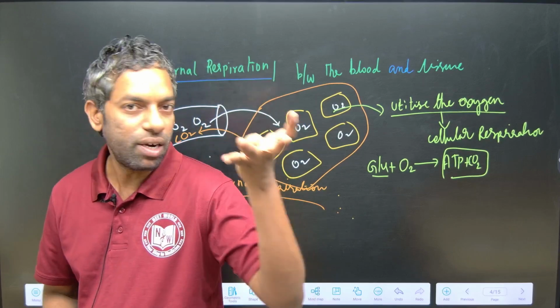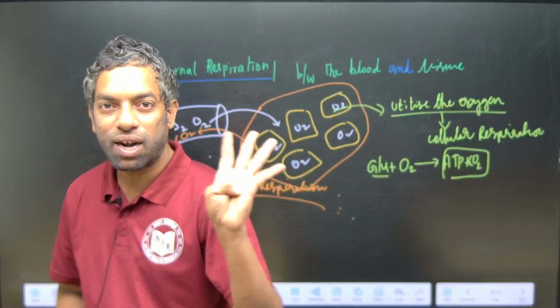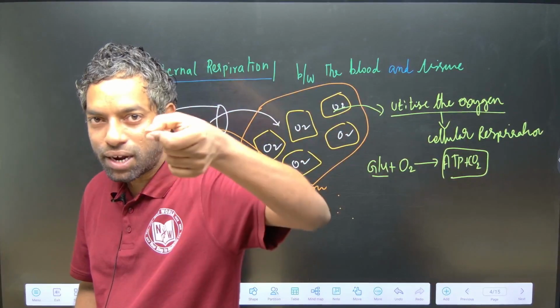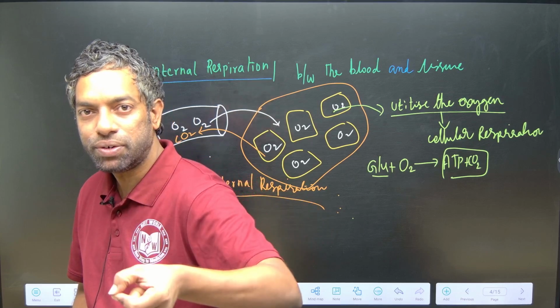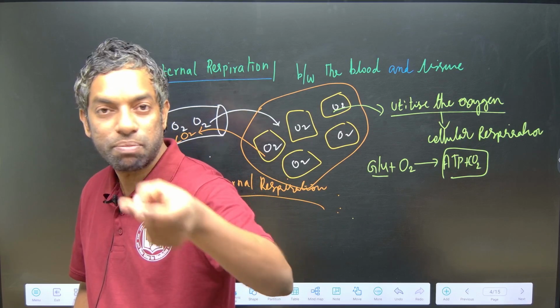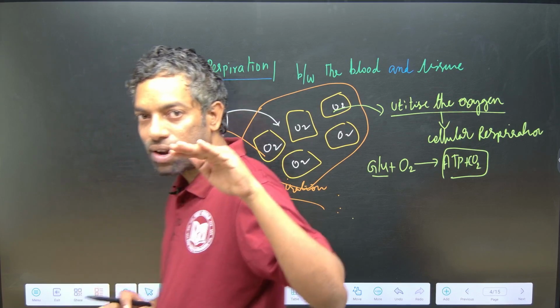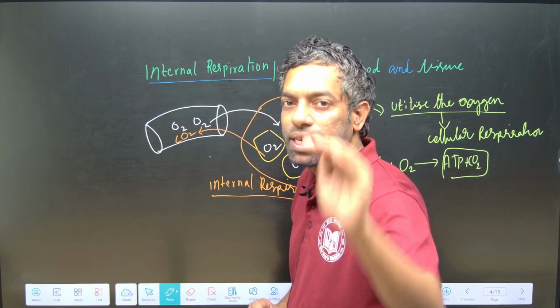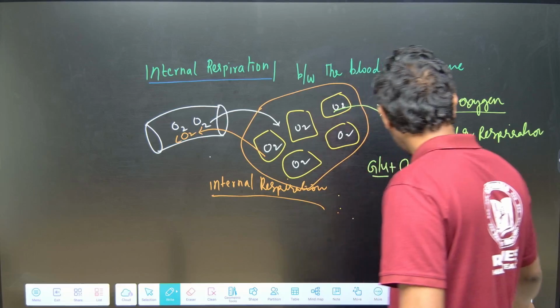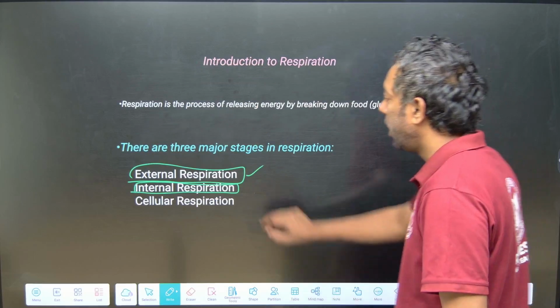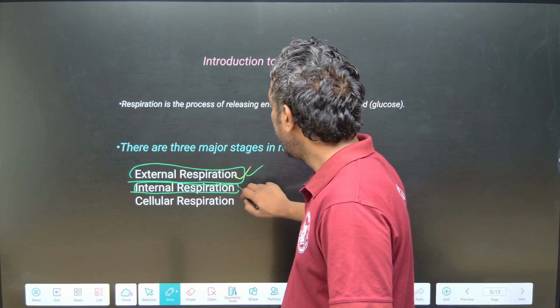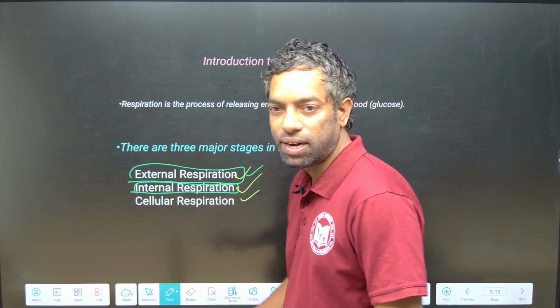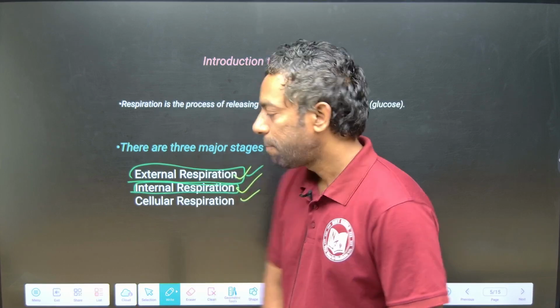So, we completed external respiration between the lungs and the blood, internal respiration from the blood to tissue, and cellular respiration within the tissue. These are the three stages involved in respiration. Okay? External respiration, internal respiration and cellular respiration. Next.